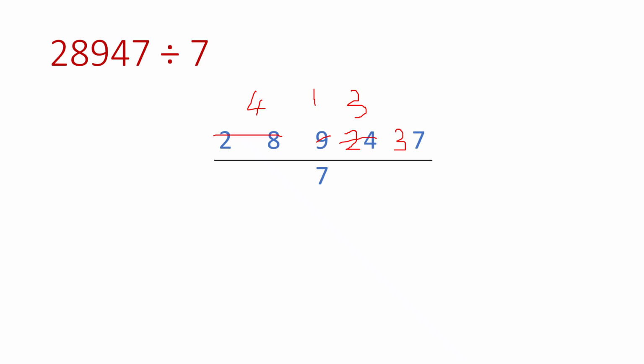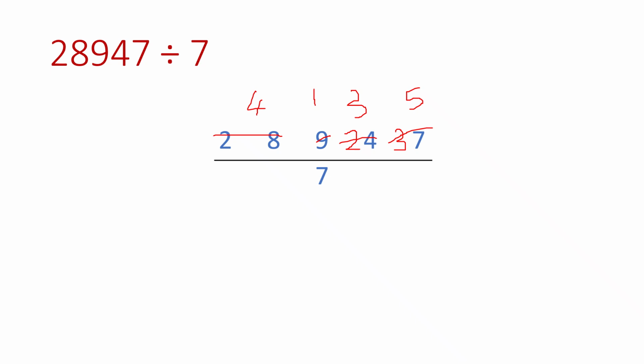See, now I have a 7. I'm dividing this 37 by 7. How many times will it go? It will go 5 times. So 7 5s are 35. 37 minus 35 gives me a remainder of 2. I can take it just like this. The quotient is 4135 and the remainder is 2. I can take it just like that.